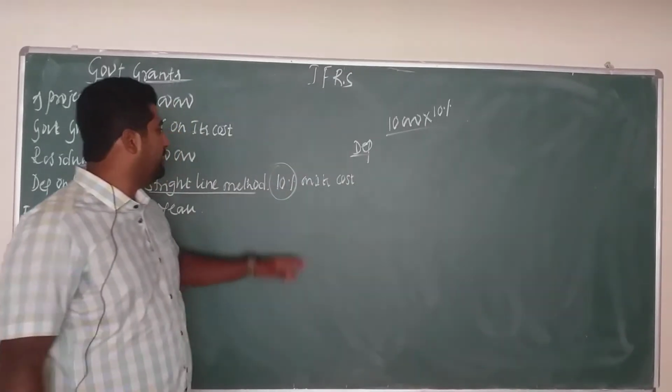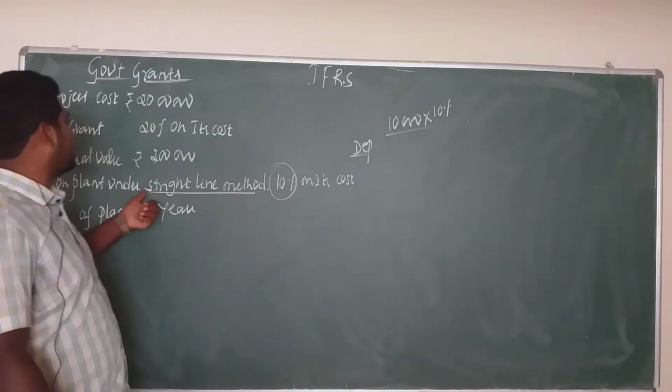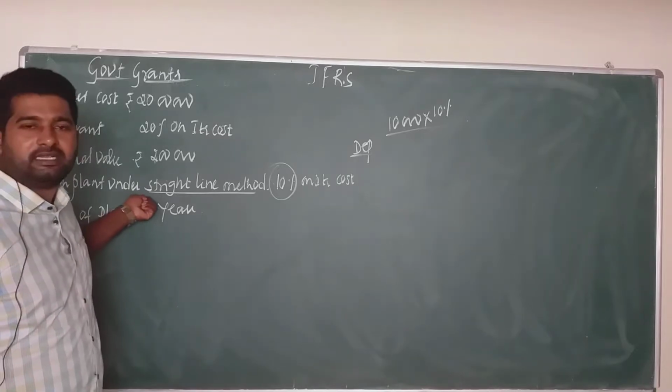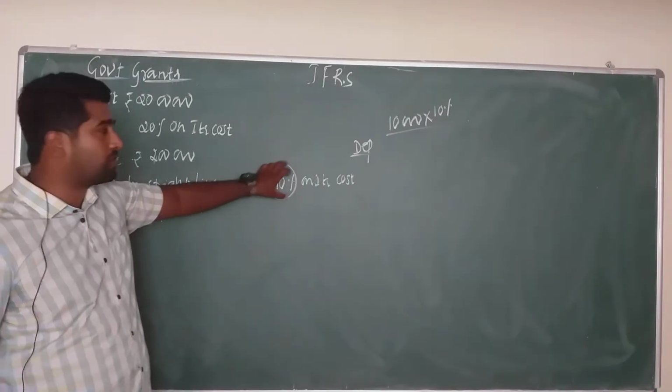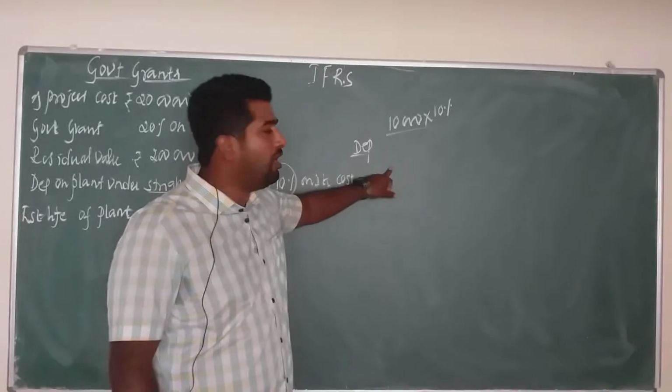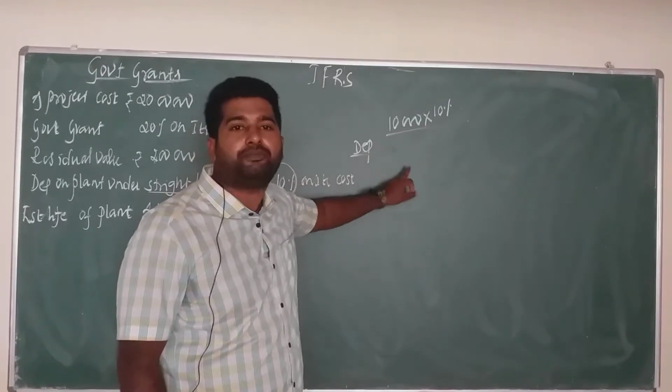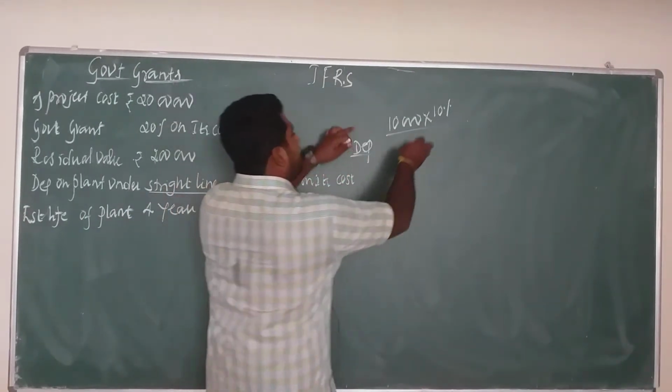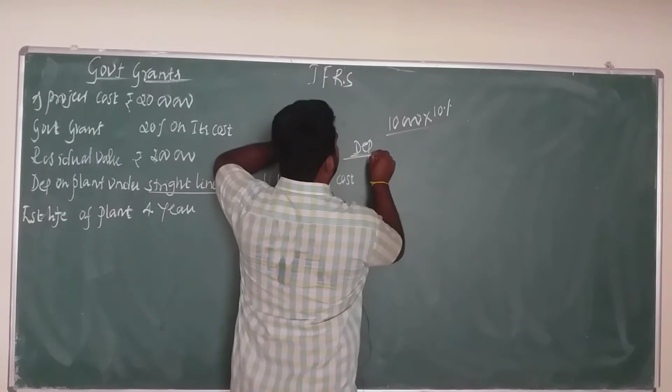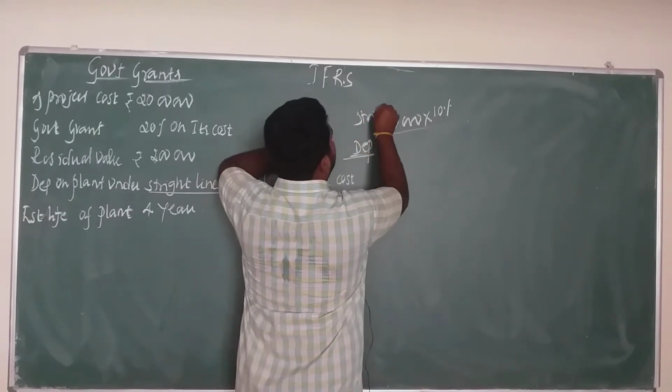Now we are using an example of depreciation under the straight line method. What is the straight line method here? The amount of depreciation is constant, at a fixed amount up to the life of the asset. For example, here the depreciation is 10%. We are doing depreciation under the straight line method.